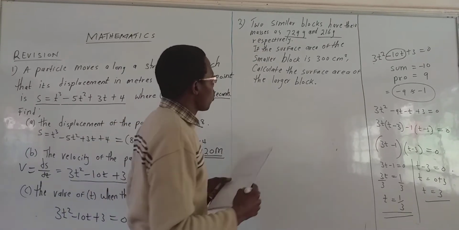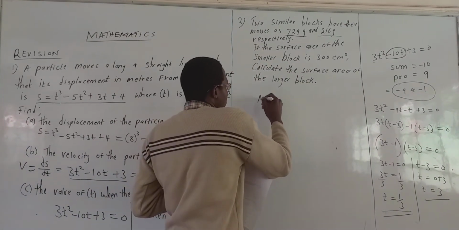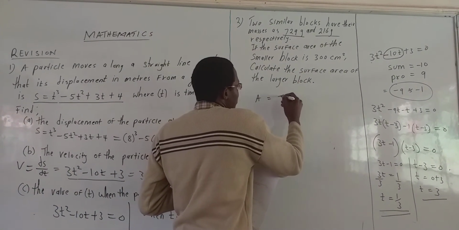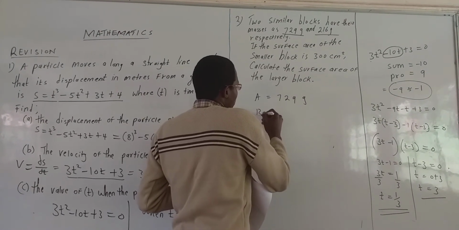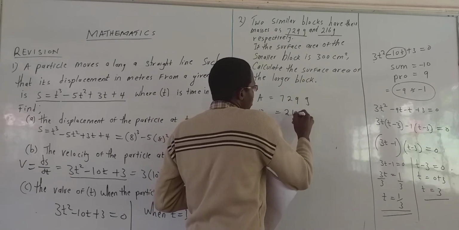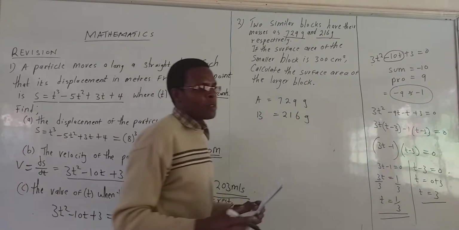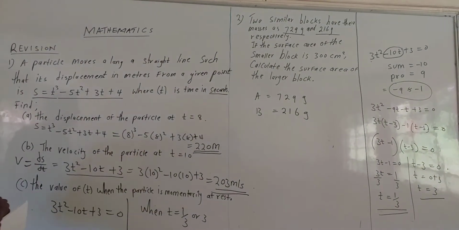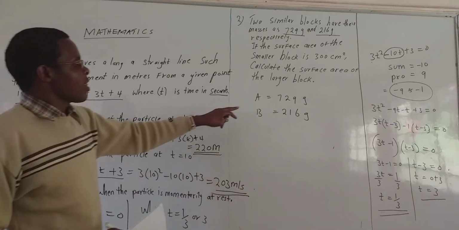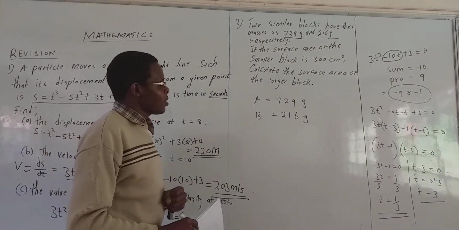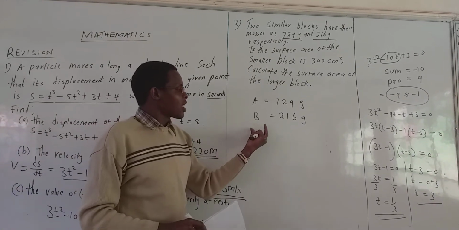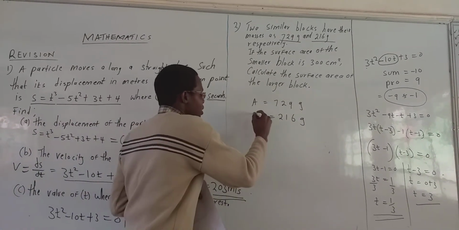Now, we have two blocks. Let us say block A has a mass of 729 grams, and block B has a mass of 216 grams. That is the comparison we can do. We have two blocks, whereby the first one has a mass of 729 grams, and another one has a mass of 216 grams.